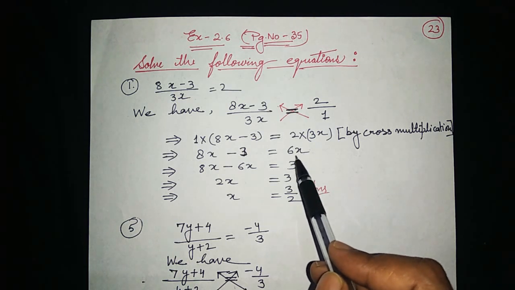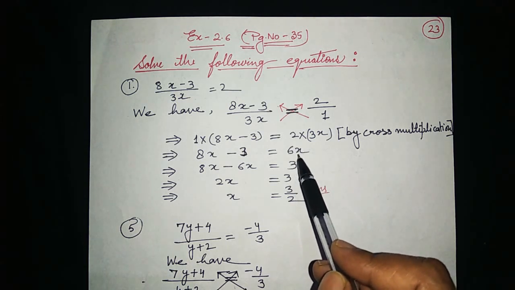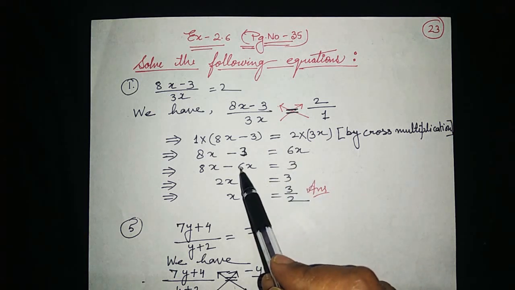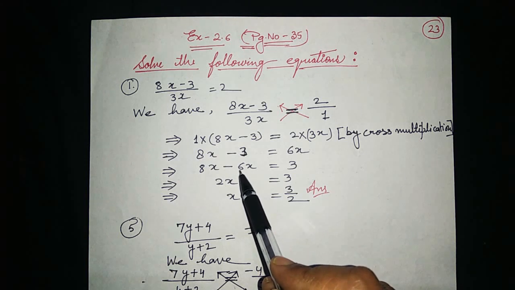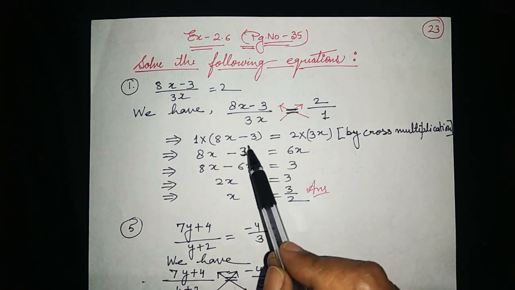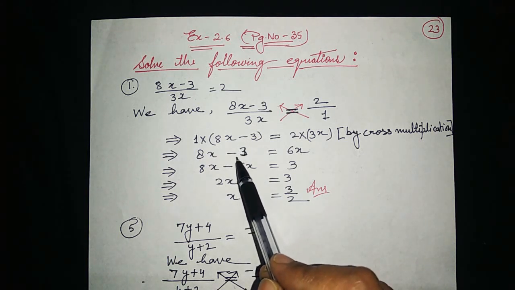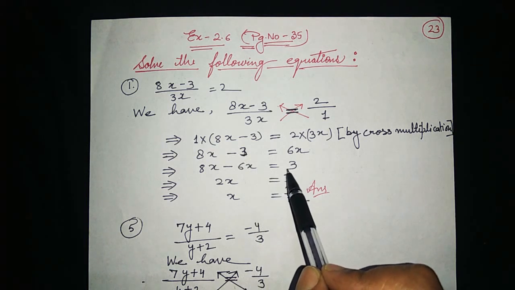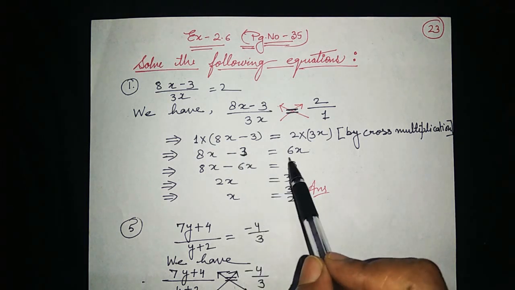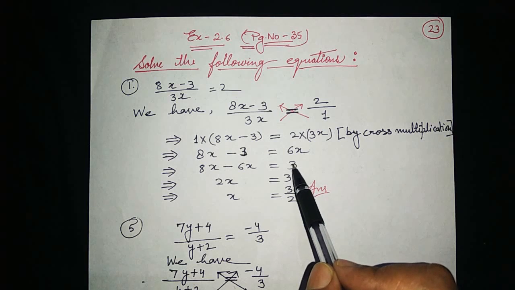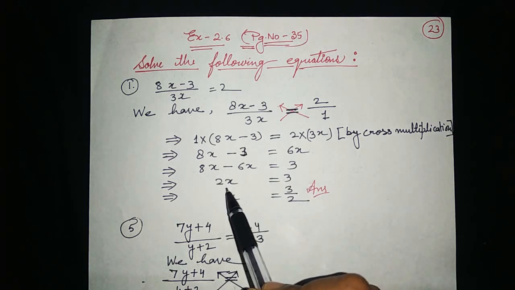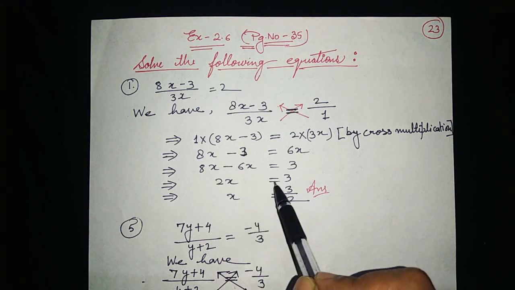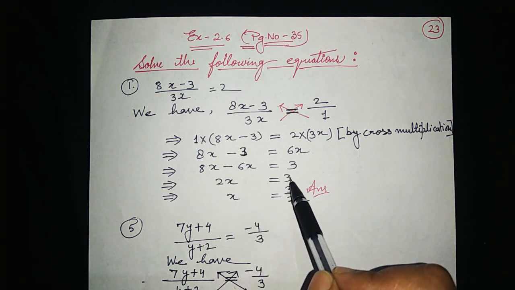Now plus 6x we will transpose from right hand side to left hand side, then plus 6x will be minus 6x. And minus 3 we will transpose from left hand side to right hand side, then minus 3 will be plus 3. In the next step, for 8x minus 6x, we will write 2x. On the right hand side, 3 we will write.